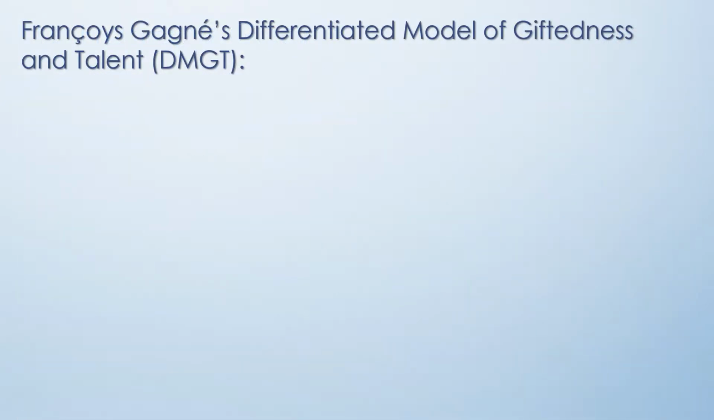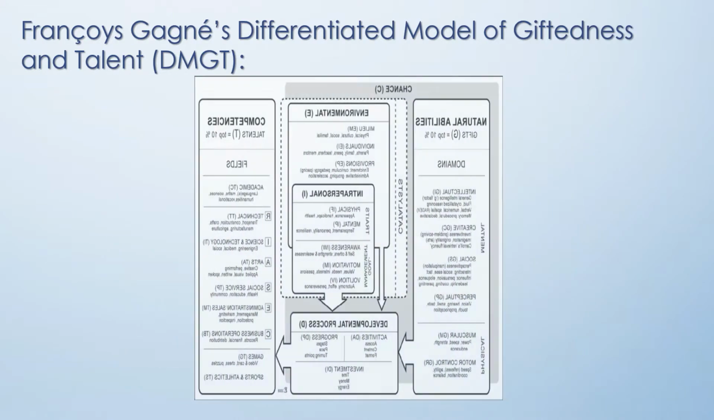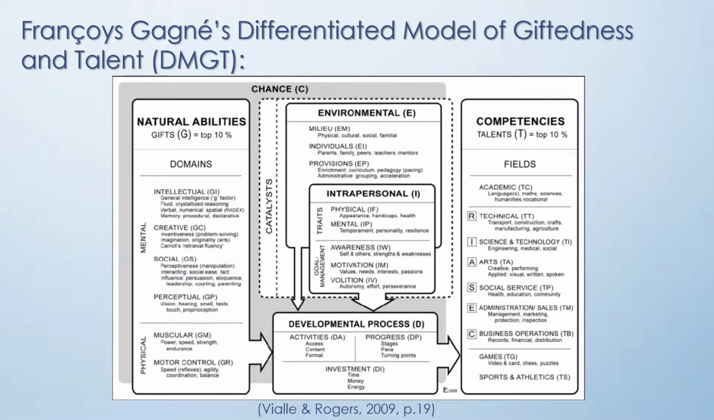Now let's take a look at Garnier's differentiated model of giftedness and talent, or what is sometimes referred to in its abbreviated form as DMGT. Essentially, Garnier developed this model to explain why some people with great potential achieve and others do not. And at least in Australia, Garnier's model provides the most generally accepted definition of both giftedness and talent.